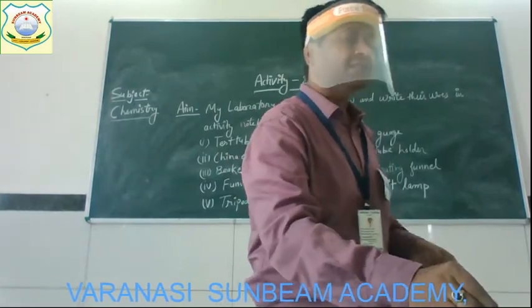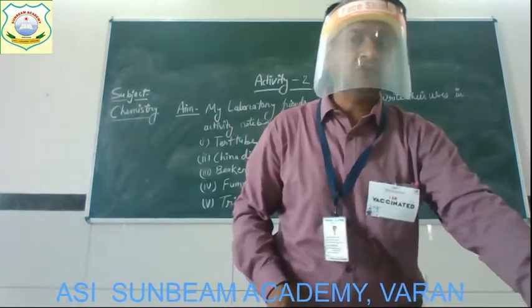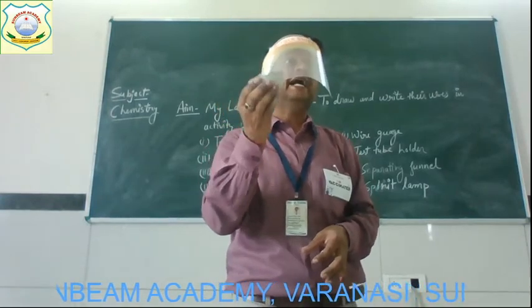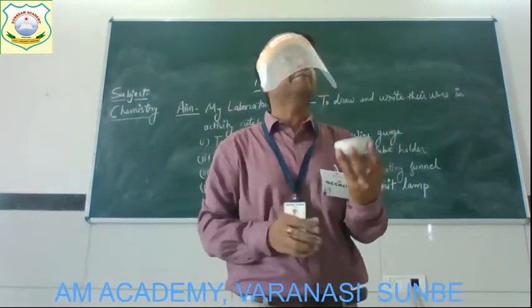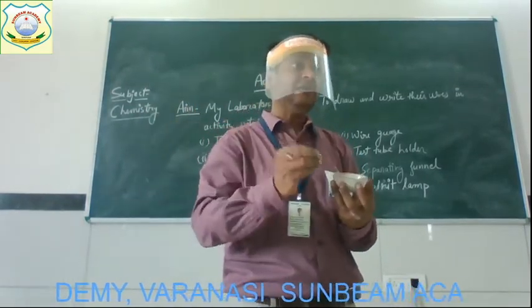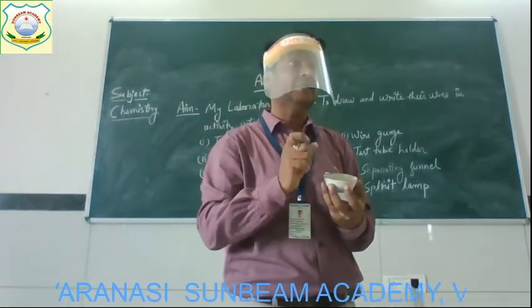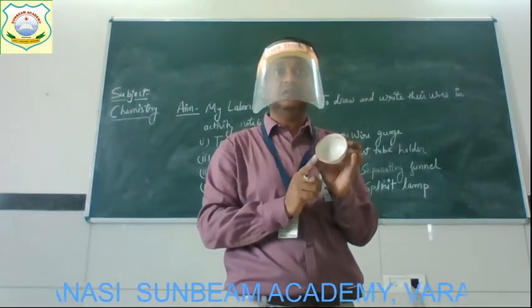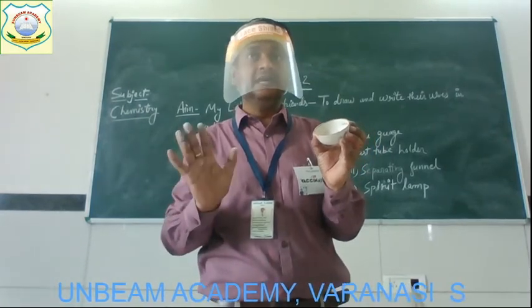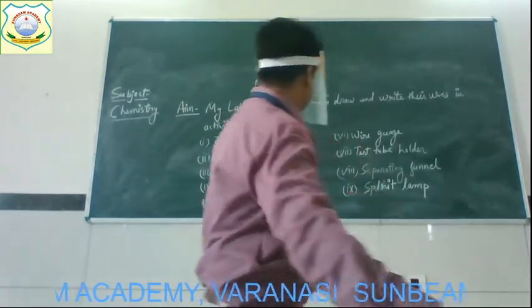Our second friend is the China dish. China dish, actually, is a bowl which is made up of a special material so that you can heat it at high temperature. In the labs, if something is required to be heated at high temperature, we cannot use glass because glass can break at high temperature. That is why this China dish is used, and it can bear a lot of temperature without breaking. Get it? So what is the name of this friend? China dish.